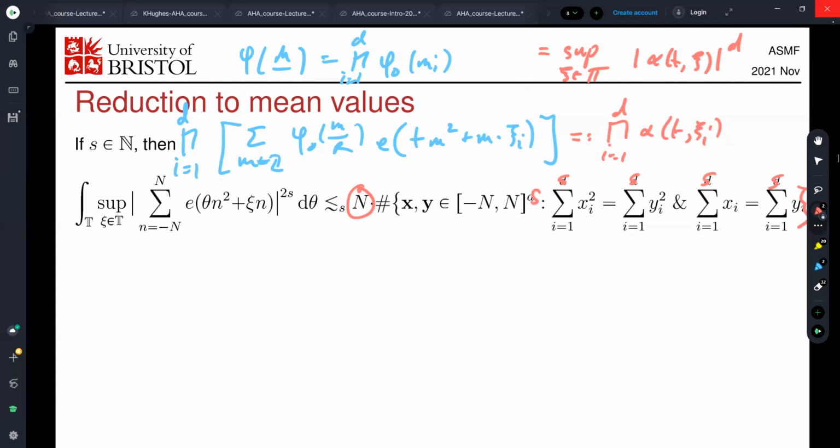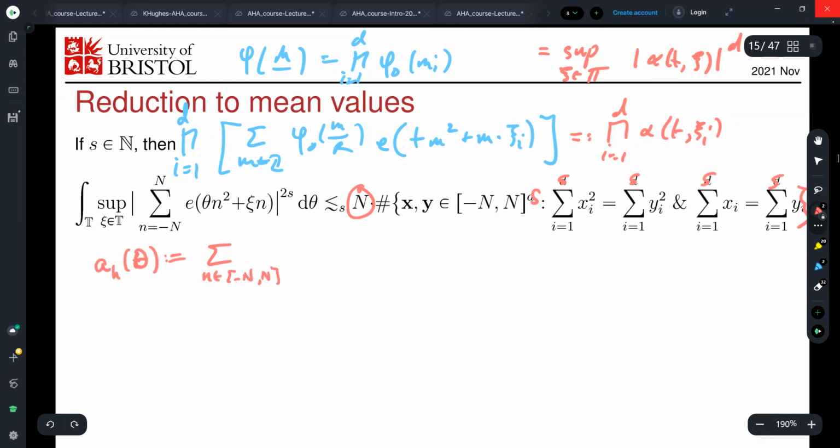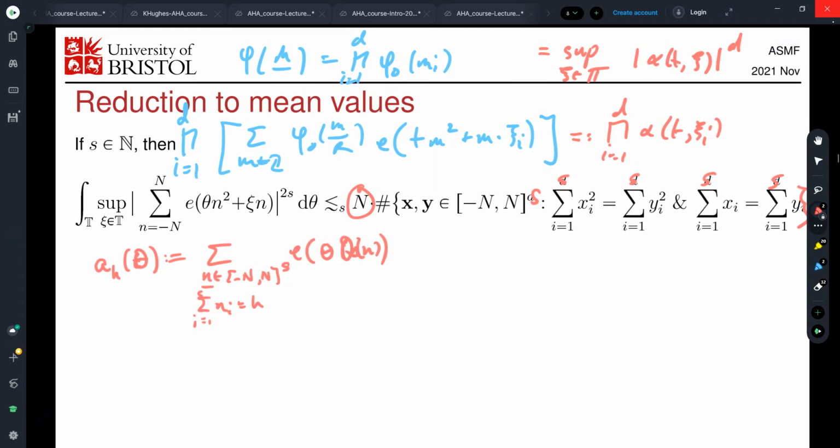This is not at all obvious, but this is how we'll do it. Okay, I'm going to introduce A_h of theta to be the sum over all n from -N to N to the s, such that, this is the vector, such that the sum of the coordinates is equal to h, of these waves. This n, oh sorry, I should say q of n. Great. So we're going to have to watch out for this condition as we go along.